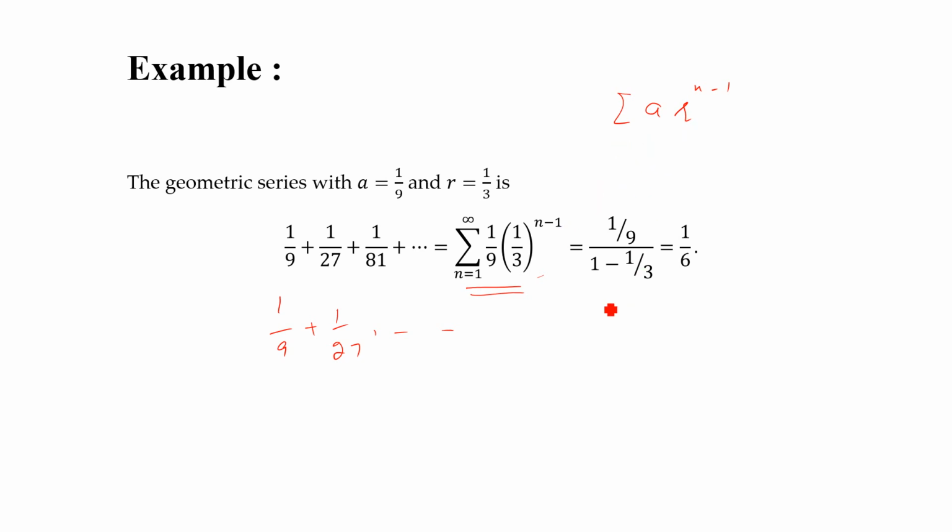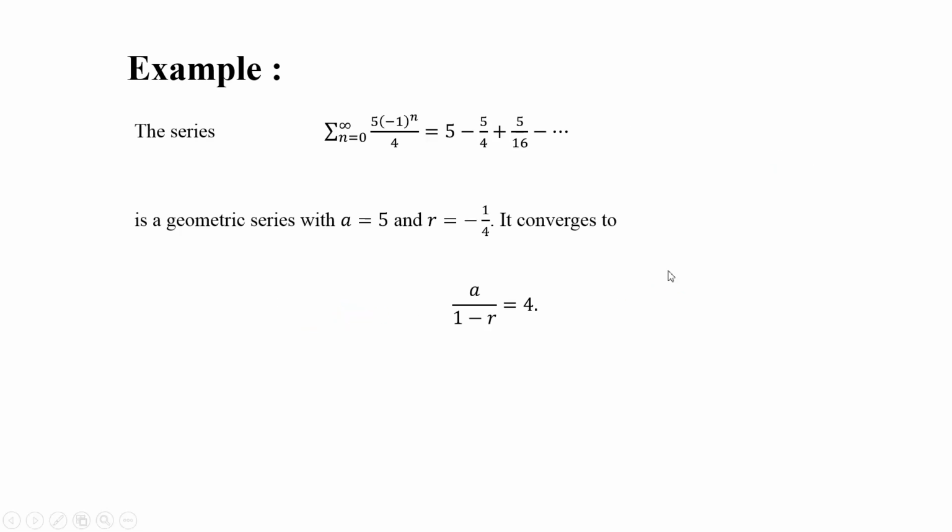So since |r| is less than 1, we can find the limit or sum of the series by using the formula a over 1 minus r. So this gives us the sum of the series equal to 1 over 6. Now again we have a geometric series where a is equal to 5, that is the first term is 5, and r is equal to minus 1 over 4. And by using this formula, we can find the limit, so the sum is equal to 4.